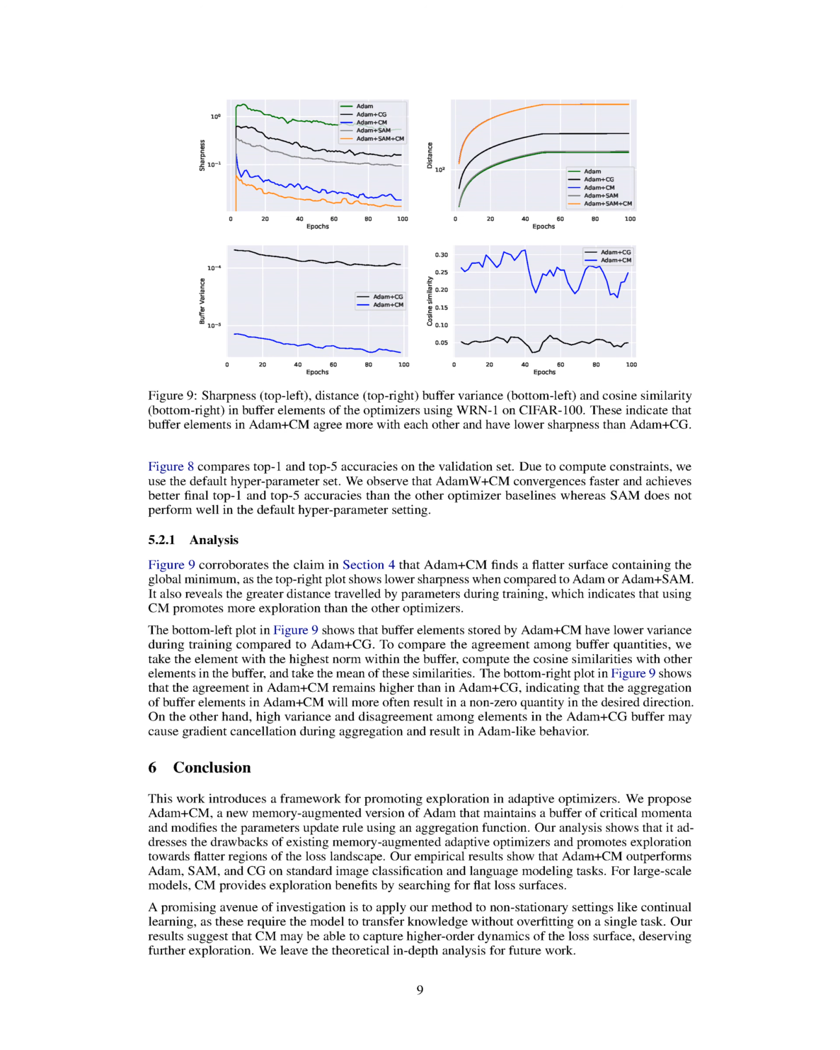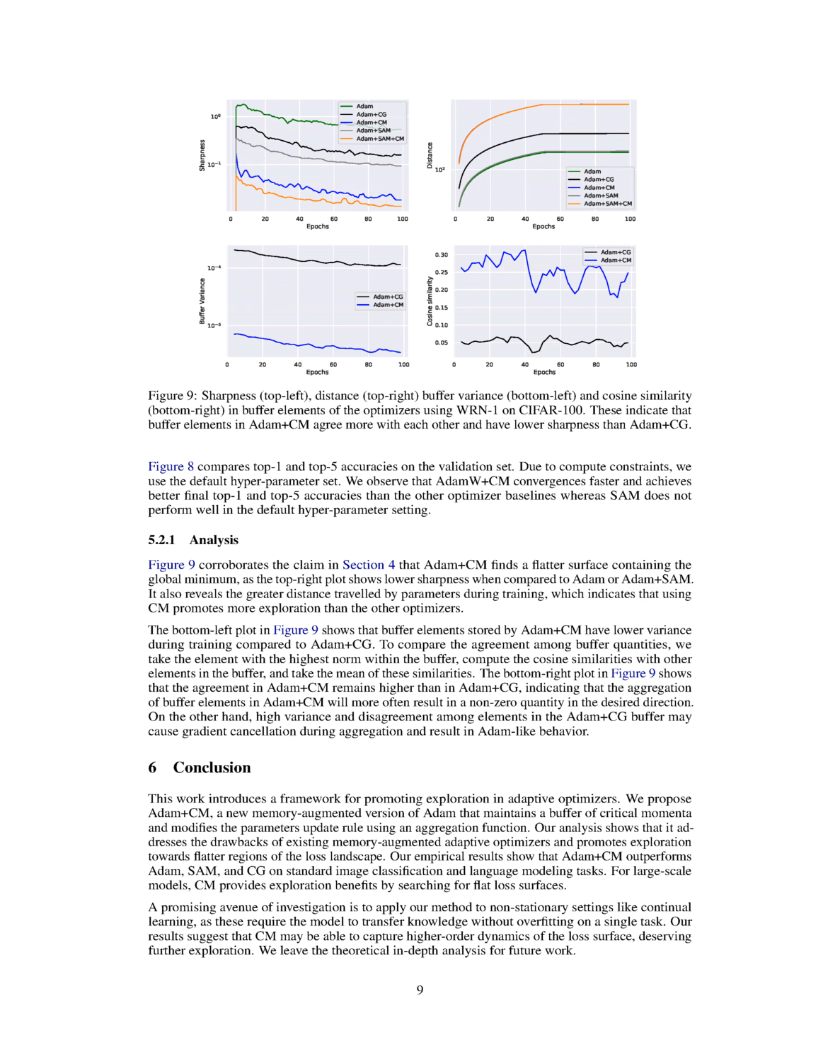To compare the agreement among buffer quantities, we selected the element with the highest norm within the buffer, calculated the cosine similarities with other elements in the buffer, and then took the average of these similarities. The bottom right plot shows that the agreement in Adam plus CM remains higher than in Adam plus CG. This suggests that the aggregation of buffer elements in Adam plus CM will more often result in a non-zero quantity in the desired direction. Conversely, high variance and disagreement among elements in the Adam plus CG buffer may lead to gradient cancellation during aggregation, resulting in behavior similar to Adam.